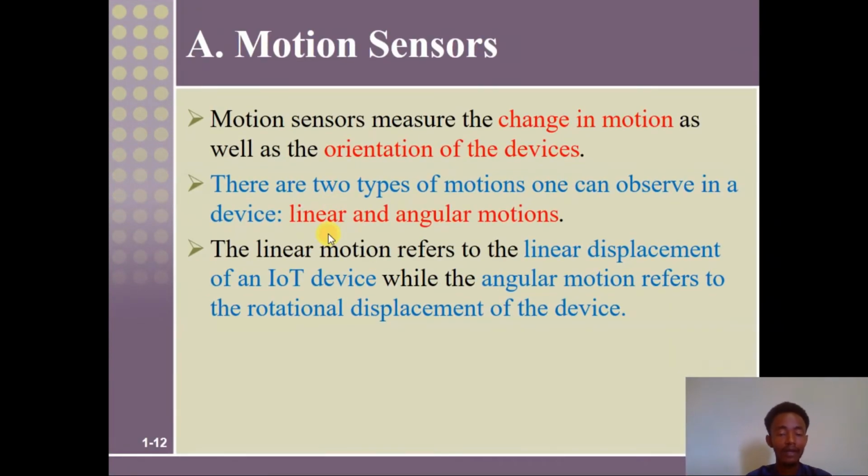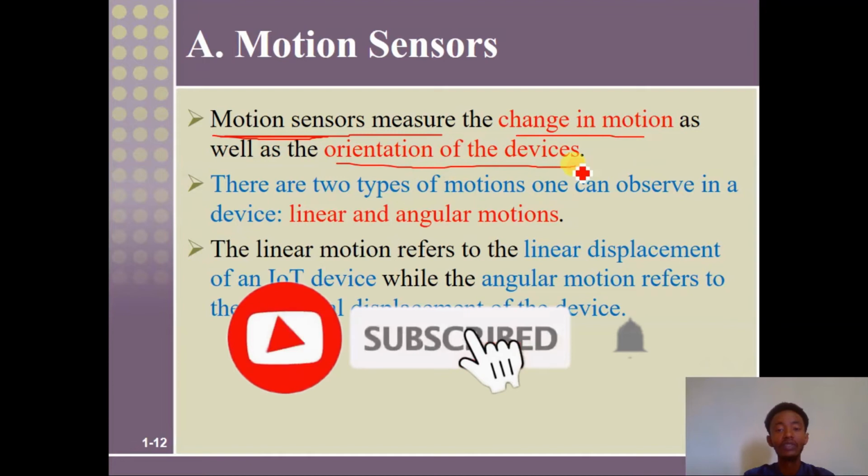So what is the advantage of motion sensors? If we have a motion sensor in our device, what kind of activity or phenomena will it sense? Motion sensors measure the change in motion, and they are also used to sense the orientation of the device.